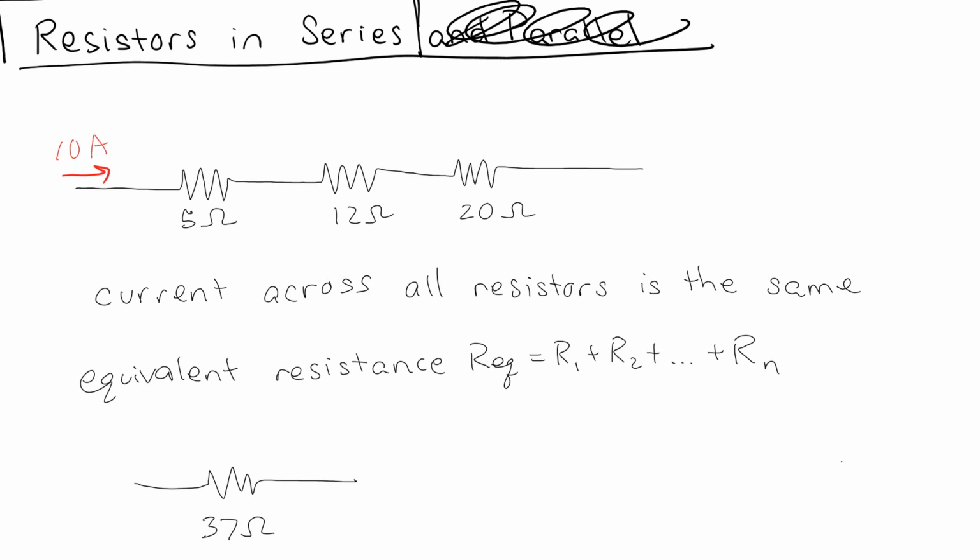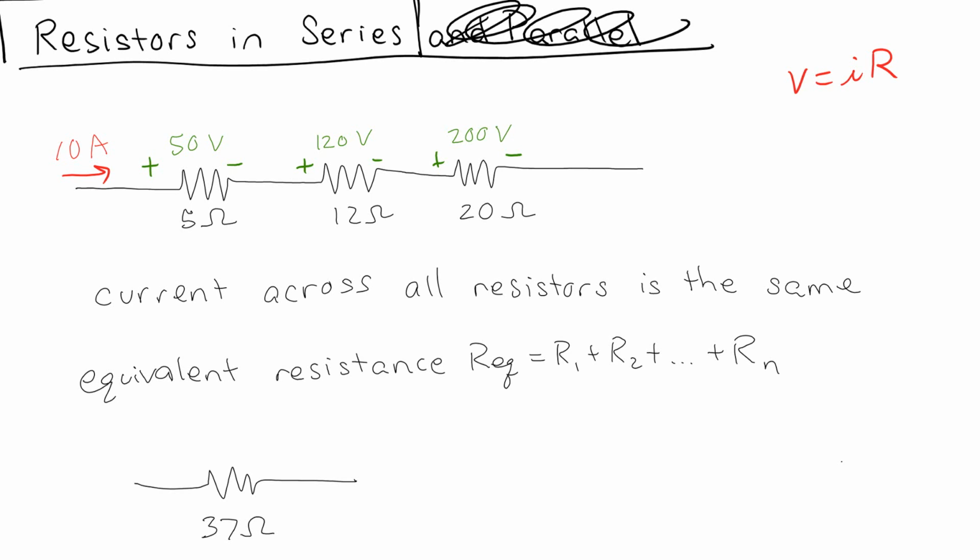Now I know that V is equal to IR. So the voltage across each resistor is equal to the current running through it times the resistance. And we know that the high pressure is on the side the current enters through and low pressure on the side it exits from. So enter, exit, enter, exit. So the voltage across the first one is 50 volts, 5 times 10. Then we have 10 times 12, 120 volts, and then 10 times 20 is 200 volts.